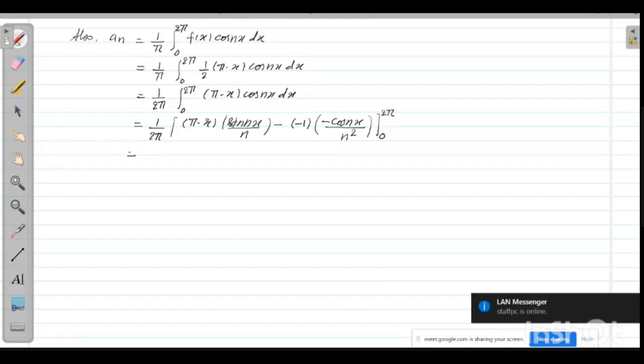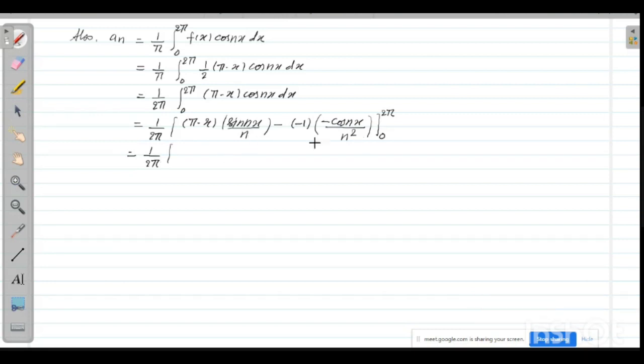So this equals 1 upon 2 pi. Before applying the limit, just simplify the bracket first. So pi minus x, sine nx by n, and minus minus goes plus, and again there is a minus sign here, so we have a minus sign. We write here cos nx by n square. Now provide limit 0 to 2 pi.